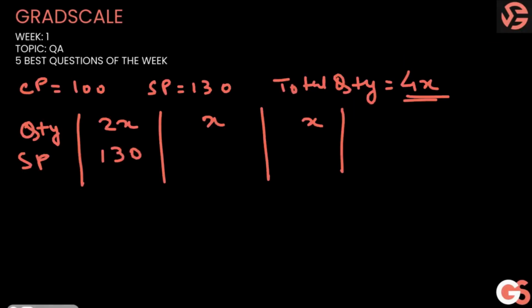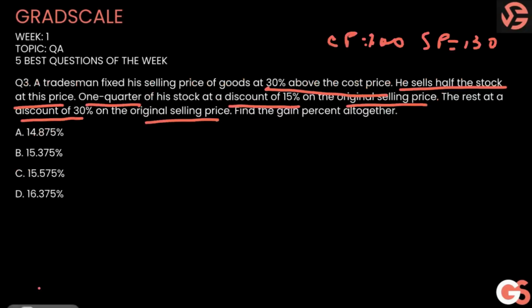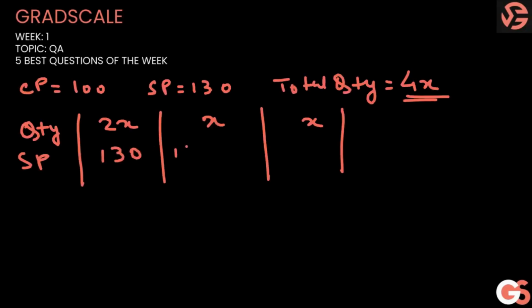For this one, it is being sold at a 15% discount. So that is 110.5. You can do the calculation. So basically 15% of 130 is 19.5. You just subtract that from the selling price, that is the new selling price.